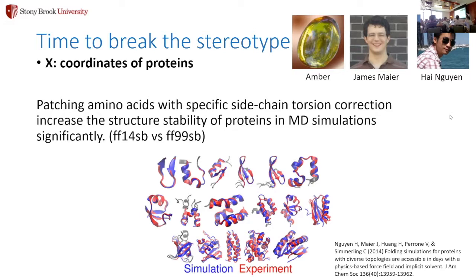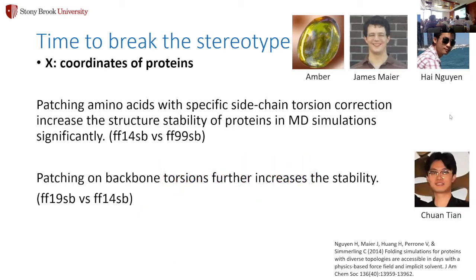My friend Chuan Tian is following up this project by giving even more corrections on the backbone torsion angles. So this year we have 19SB coming out. This further increases the stability of the protein, so the protein doesn't enter a weird geometry that's irrelevant to binding during the simulation.